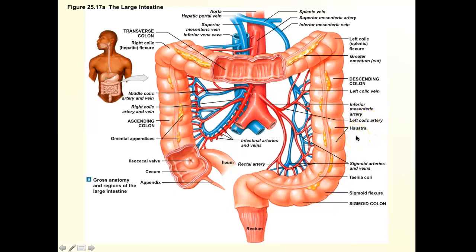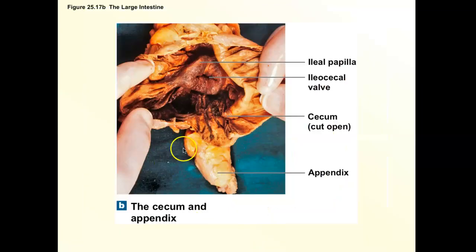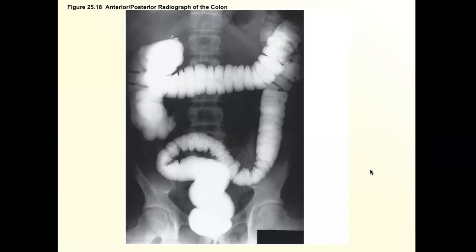Internally, we have the ileocecal valve. We have a simple columnar epithelium, many goblet cells. So let's take a look at, so here's your ileocecal valve, right? There it is. Here's your appendix. Not too pretty.